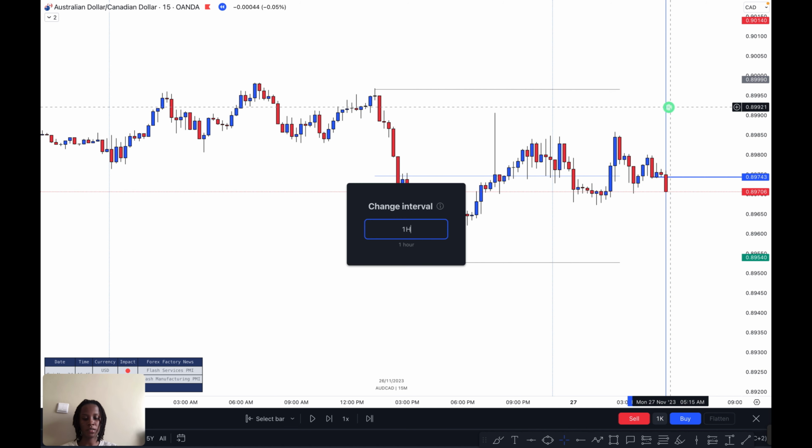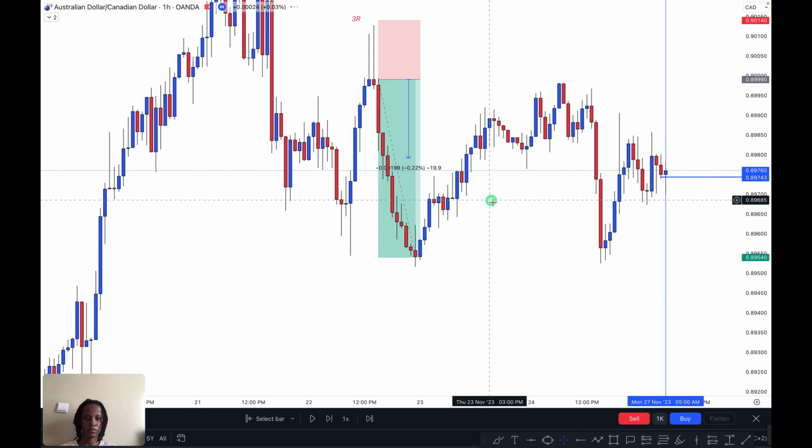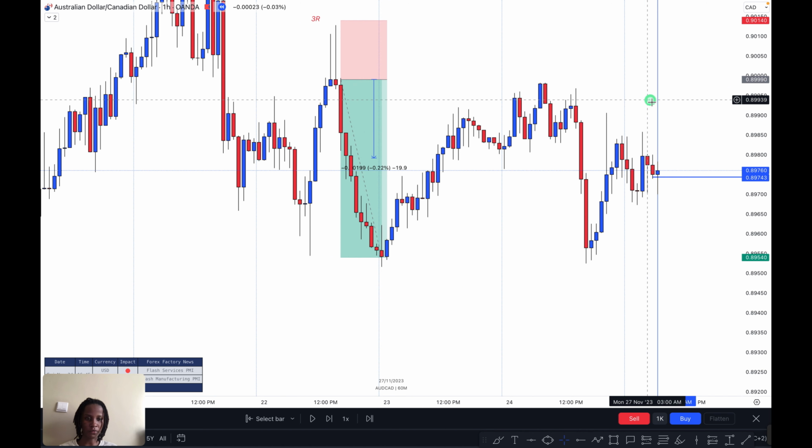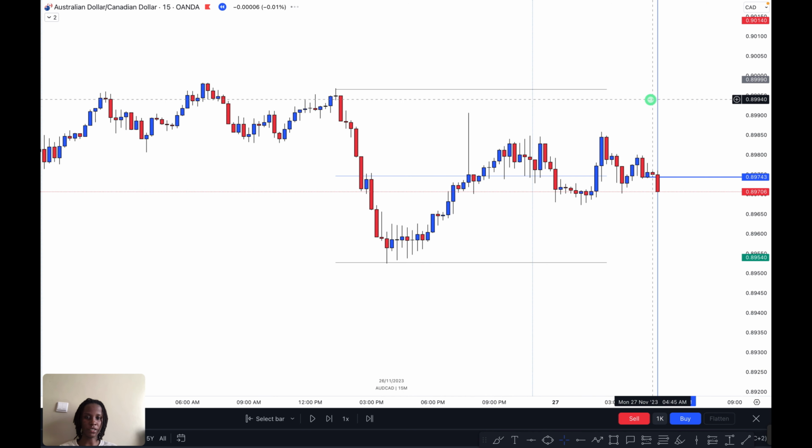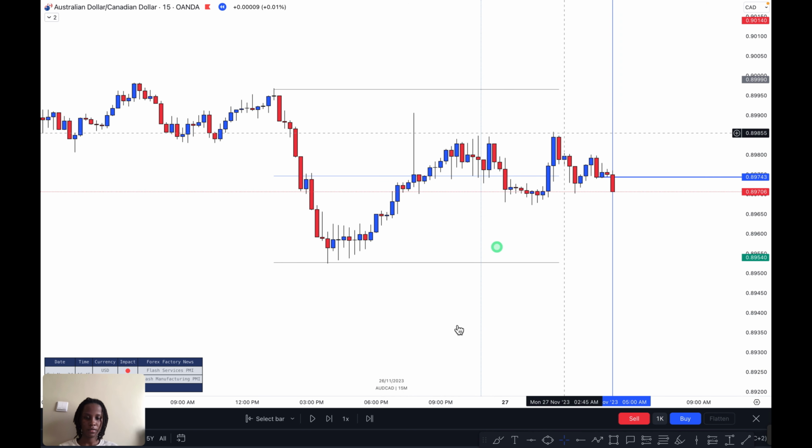Let's go to H1. So you can see here the candle from 4 to 5 is bearish. This candle here is bearish. So we can enter the trade or place a trade there at the neckline. So you put your trade here.